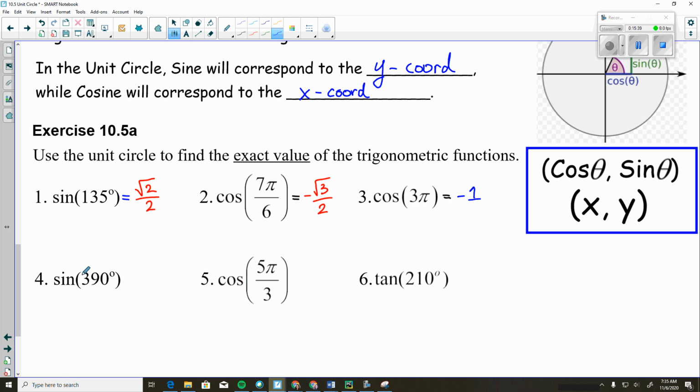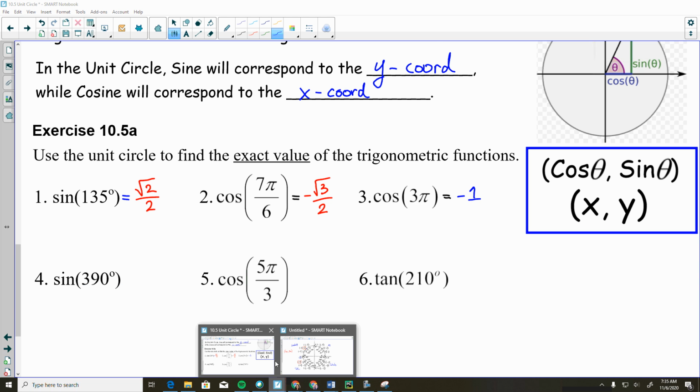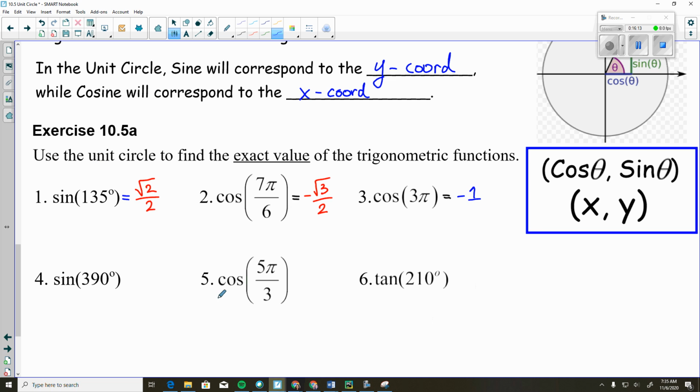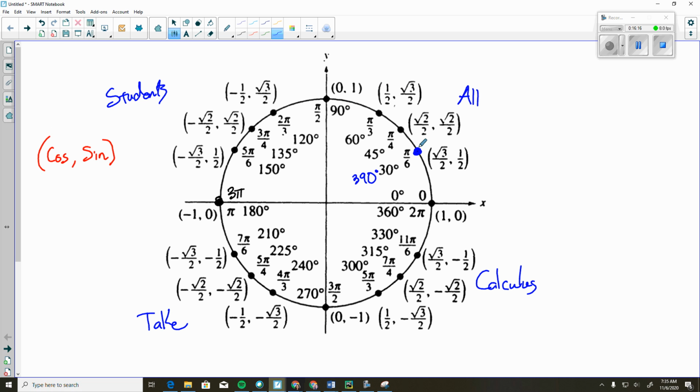Then we can do this as well with angles. So 390 degrees, like we practiced a little while ago with finding angles that are more than 360. Let me erase these. We know that this is 360, so 390 would be if we go 30 more degrees, so 390 would be right here. If I'm finding the sine of this, the sine is the y value at that coordinate point, so the sine would be 1/2.